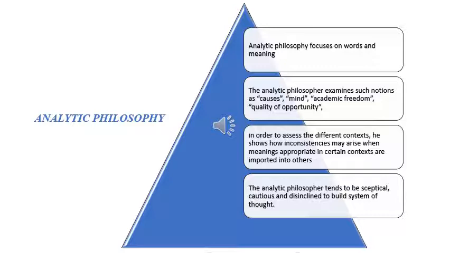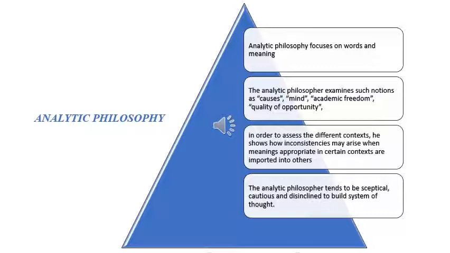Can we reflect more by way of summary? Number one is for us to understand that the analytic method of doing philosophy focuses on words and their meaning. Number two is for us to understand that analytic philosophers are engaged in examining notions such as causes, mind, academic freedom, quality of opportunity, and many others. Number three is for us to understand that analytic philosophy is just a movement that begins with philosophers like Russell, Quine, and many others.